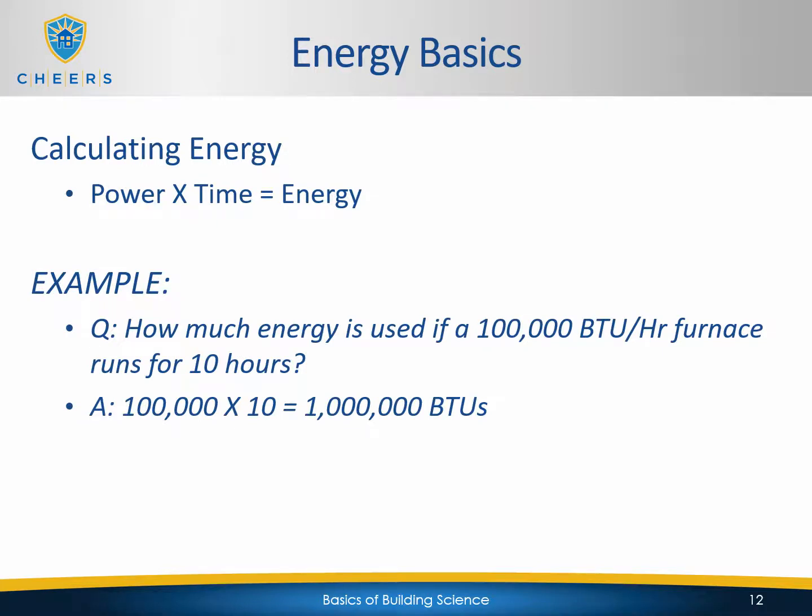So how do we calculate energy? Power times time equals energy. This is just to give you a quick example. How much energy is used if you have a 100,000 BTUs per hour furnace that runs for 10 hours? You multiply the power, which is the BTUs, 100,000 BTUs, times the time, which is 10 hours. 100,000 times 10 equals a million BTUs. So a million BTUs will be used by that furnace if it's running for 10 hours. That's for a particular furnace for 10 hours, but you can change that power rating and that time to anything to calculate any kind of power usage from any appliance.